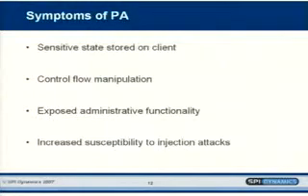Okay. So again, everything we talked about today came from bad advice. So what are our symptoms, if you will, of premature ajaxulation? We talked about sensitive state being stored on the client. We talked about control flow manipulation, exposed administrative functionality, and really not just administrative functionality, but just exposed functionality in general, things you're not supposed to see. And then finally, increased susceptibility to injection attacks.